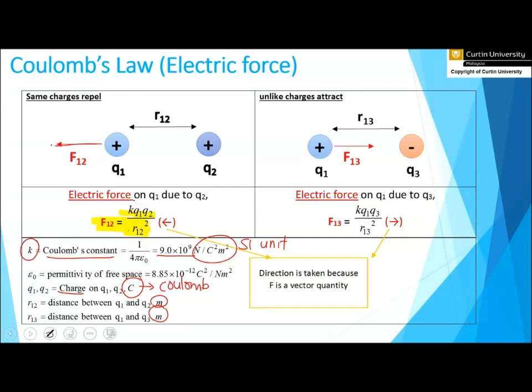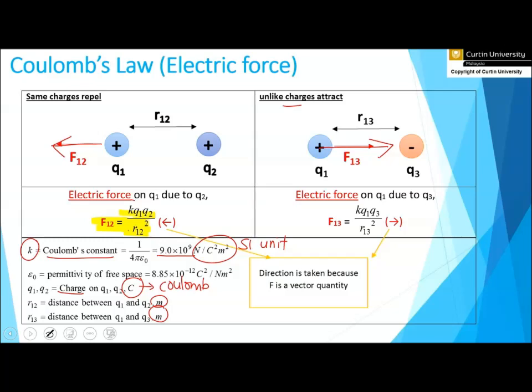this is your force. And looking at the second example, when you have two different charges, one positive and one negative, according to Coulomb's law, opposite charges attract. So the charge Q1 now experiences a force which is moving towards your Q3.